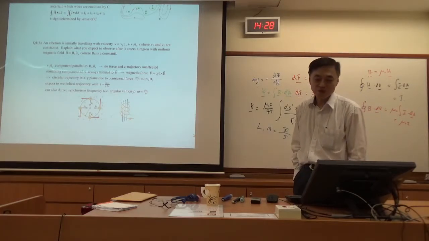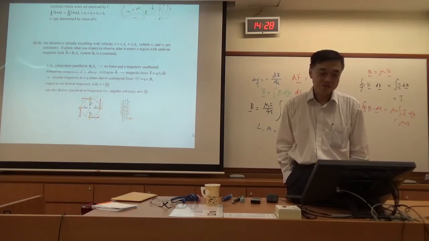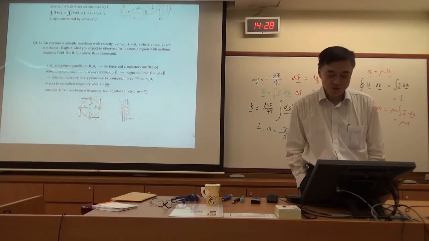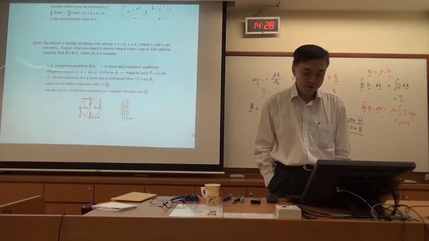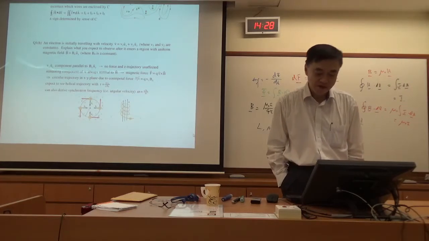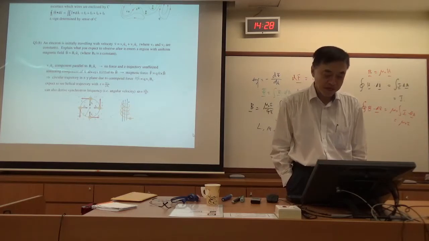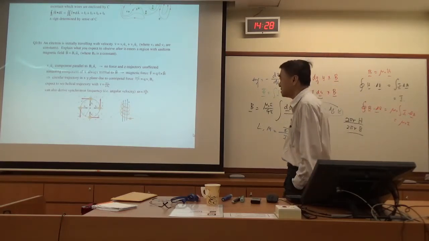Now the question 1b. An electron is initially traveling with velocity v equal to v1 ux plus v2 uz, where v1 and v2 are constant. Explain what you expect to observe after it enters a region with uniform magnetic field B equal to B naught uz, where B naught is constant.